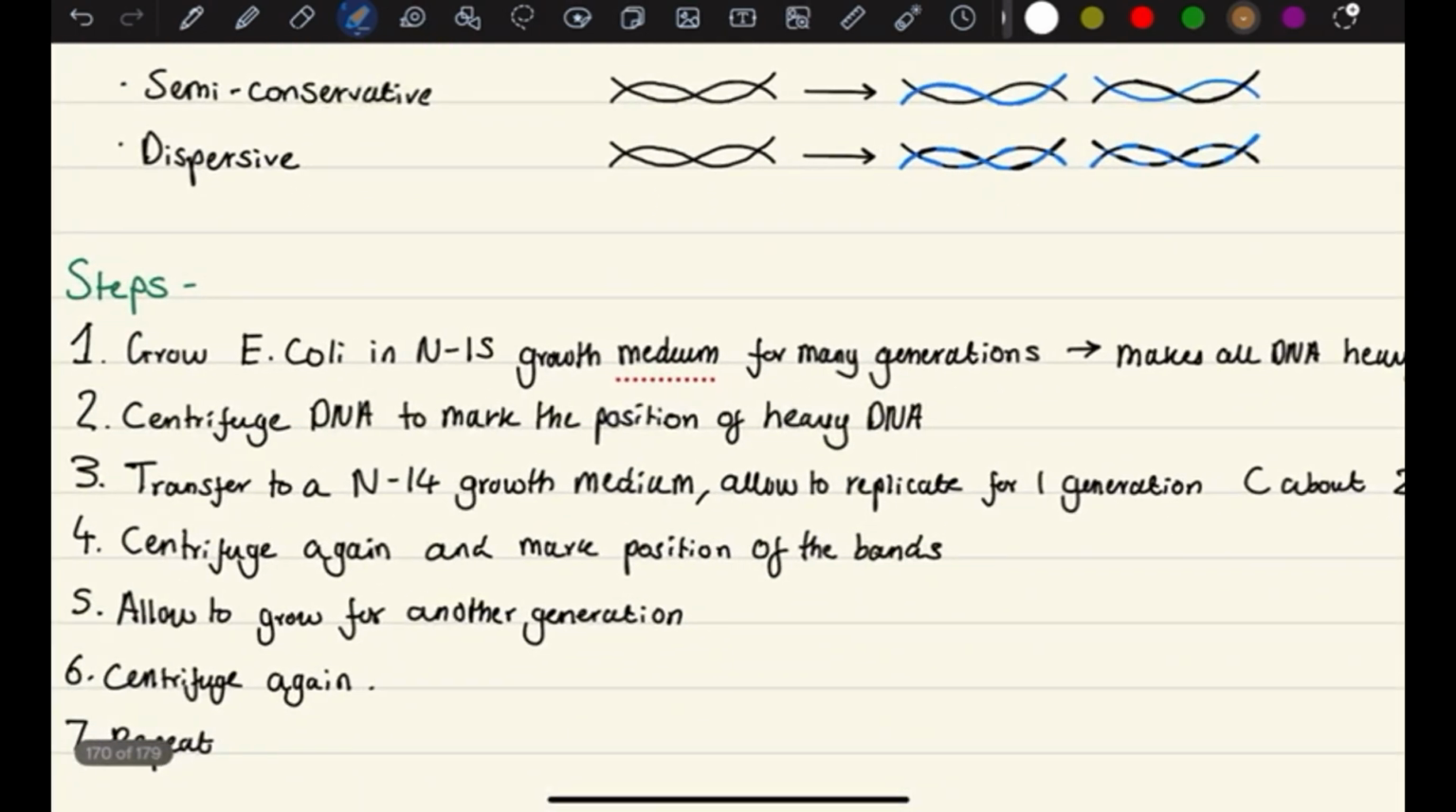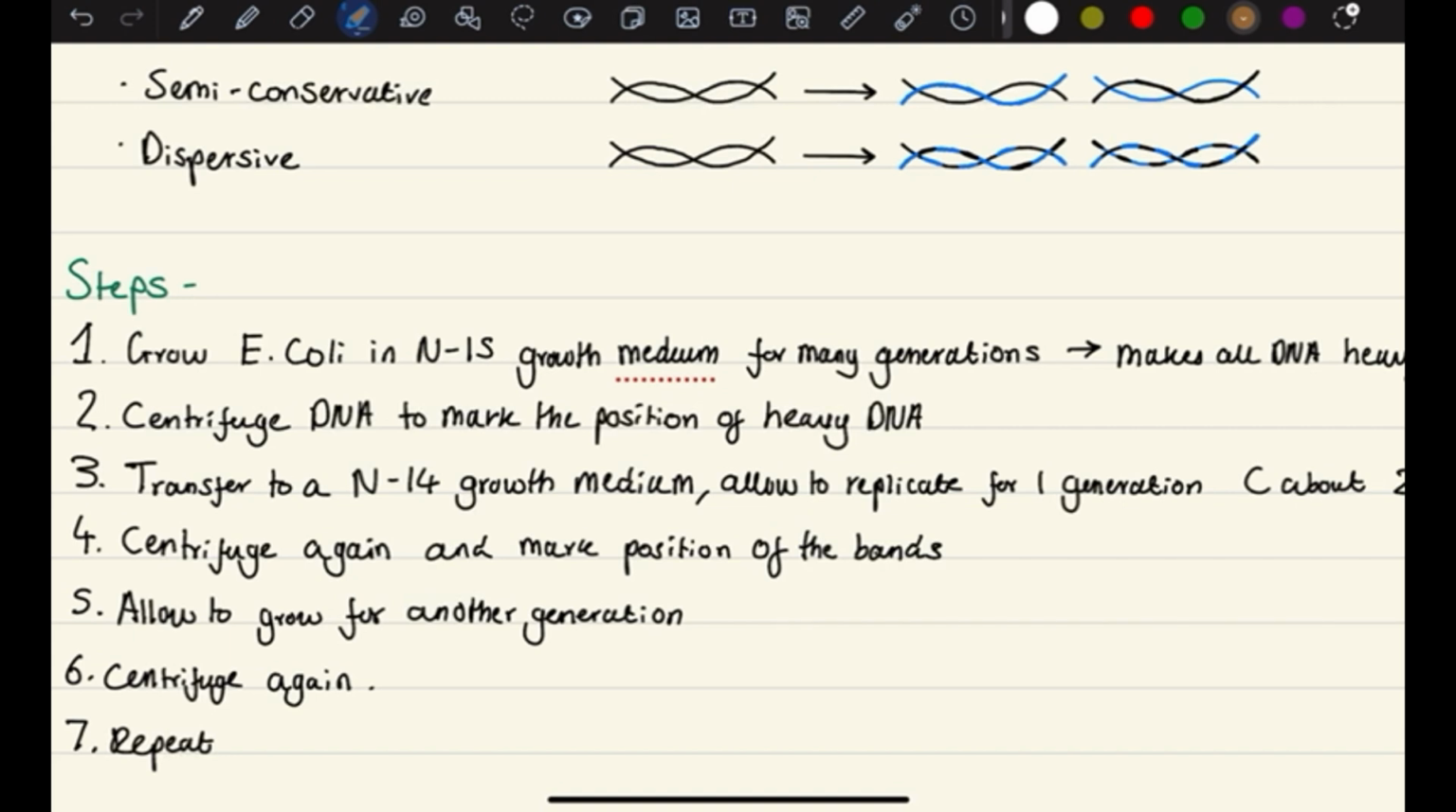So what they did is they got E. coli. Really, it's a bacteria that has a very, very high replication rate. I think it does 1 generation every 20 minutes. So they got a nitrogen-15 growth medium. And if you do chemistry, you'll know that the most frequent occurring form of nitrogen is nitrogen-14. So we've used a different isotope or a heavier version of nitrogen. We'll call this heavy nitrogen. Yeah. You put E. coli in a medium containing that.